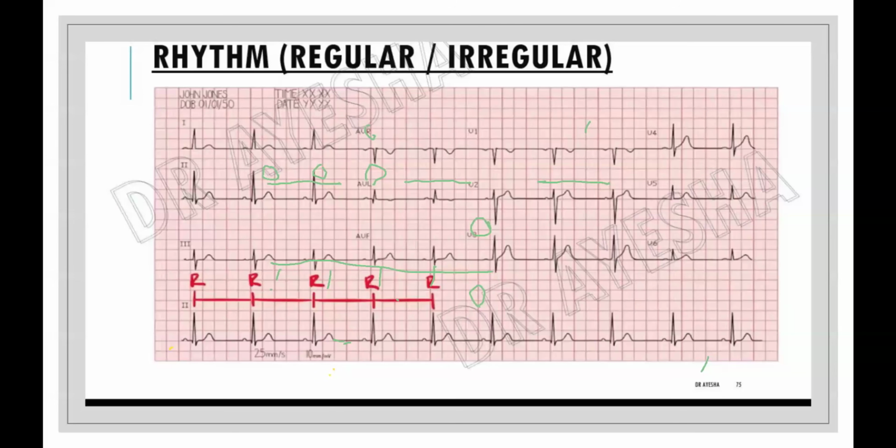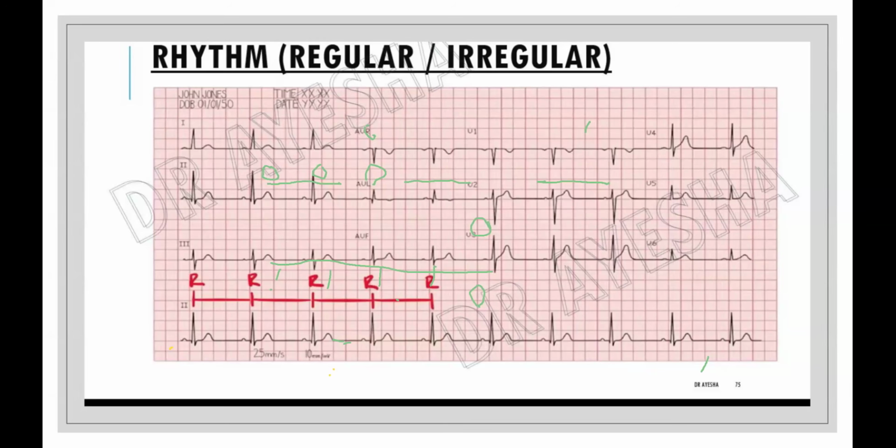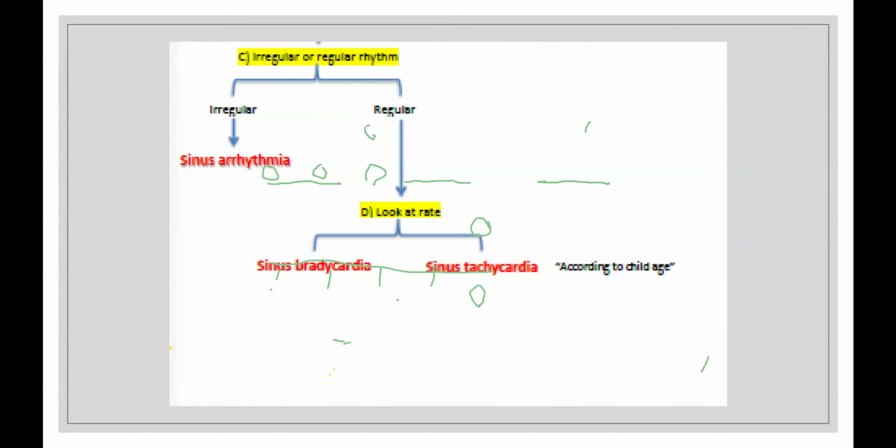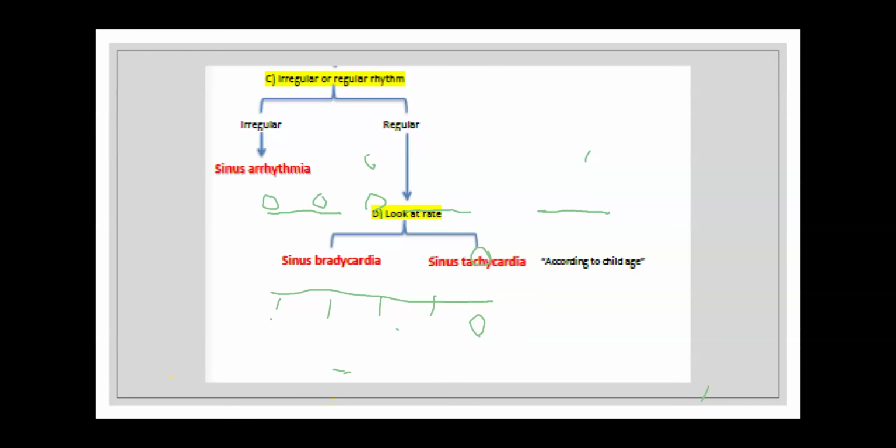This means that this is called sinus, okay? Sinus, and it is regular rhythm. It is originating from sinus and it is a regular rhythm. Now what happened? The second thing is that if your rhythm is not regular, now you are dealing with the regular thing, you are okay.